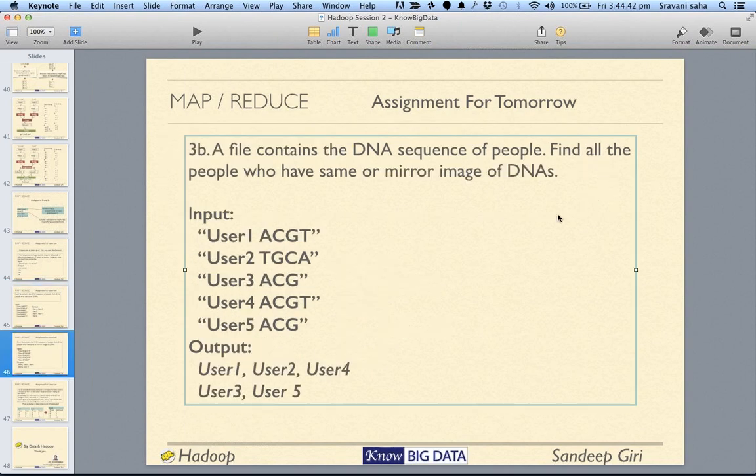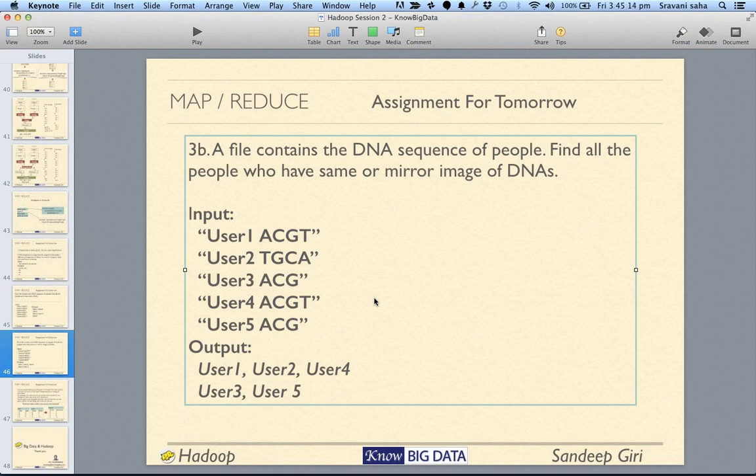Now, the second part of the problem is a file contains the DNA sequences of people. Find all those people who have the same or mirror image of DNA. You don't have to write Java code. You just have to write pseudocode. You just have to tell me what has to be the map, what has to be the key for the map, and what has to go in the reduce function.